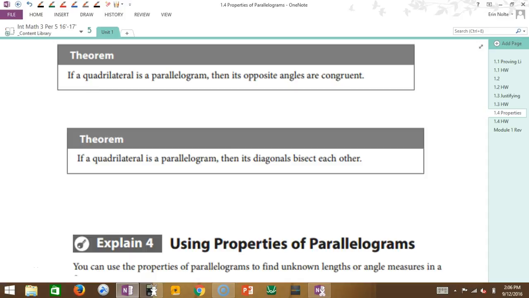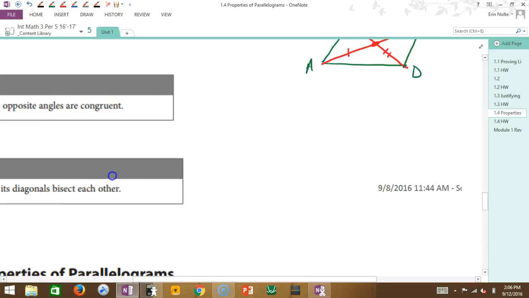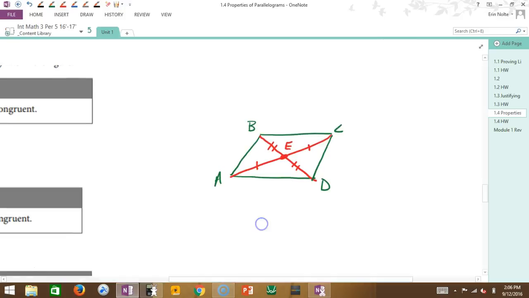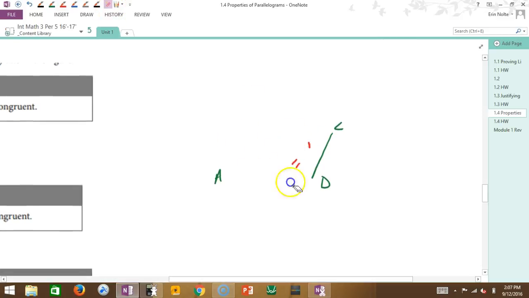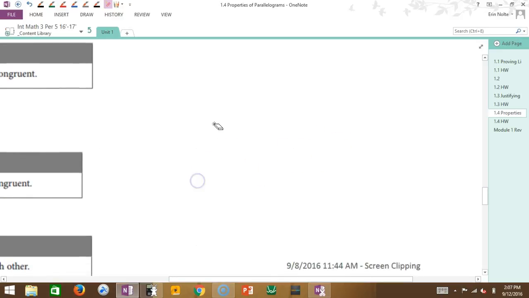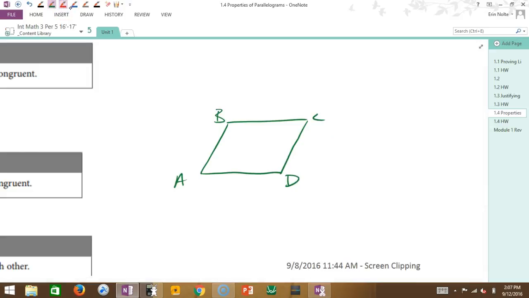Wait, now wait a second. What the heck does that mean? Bisect means cut in half. Let me draw a parallelogram. Okay, so here, let me erase this and start from scratch so I don't confuse you. Okay, so I'm going to draw a parallelogram. We're going to call my parallelogram ABCD. Okay, so we're talking about diagonals. So what do you think the diagonals are? B to D. Okay, fair enough.